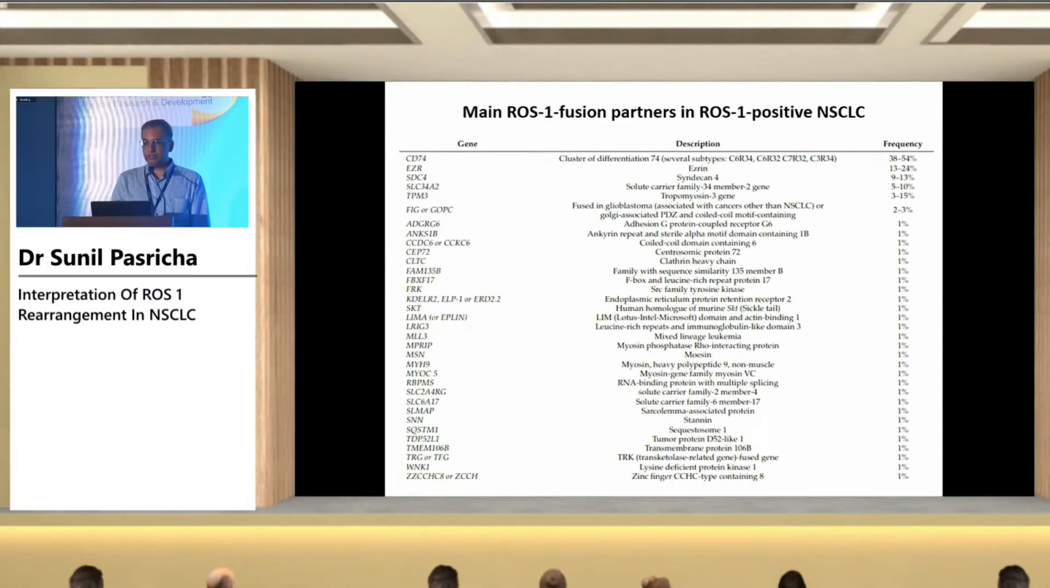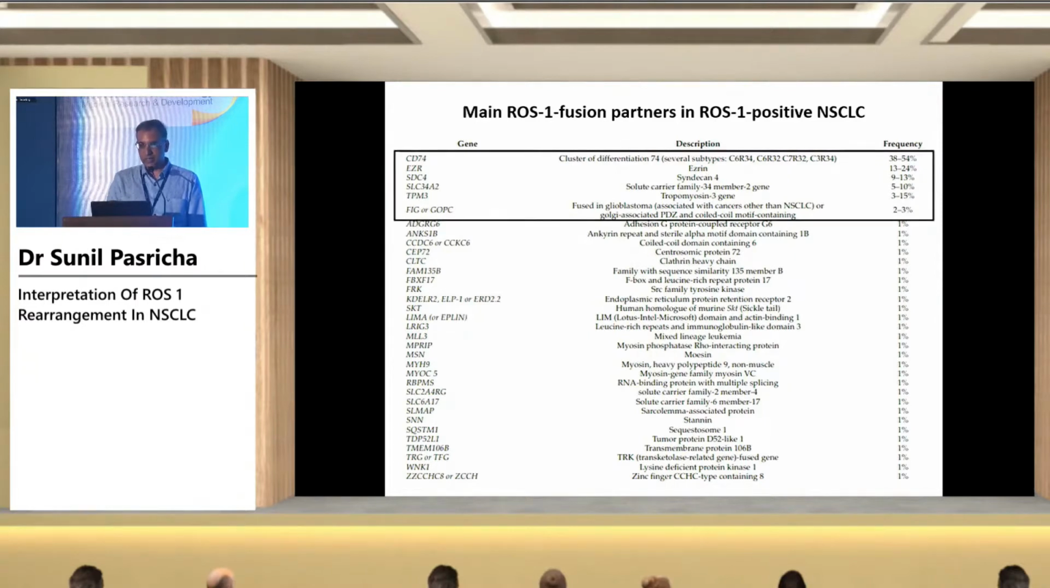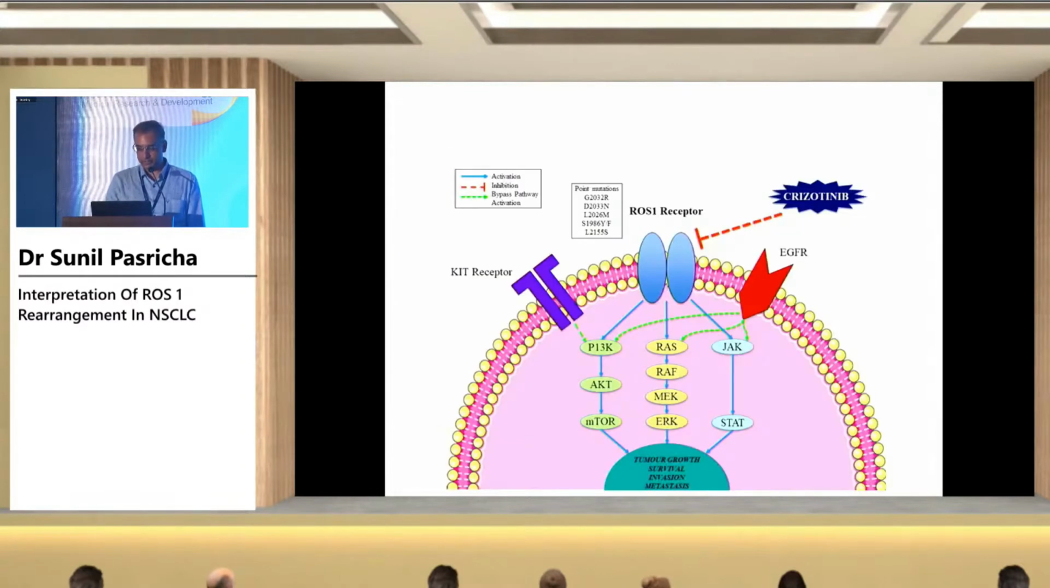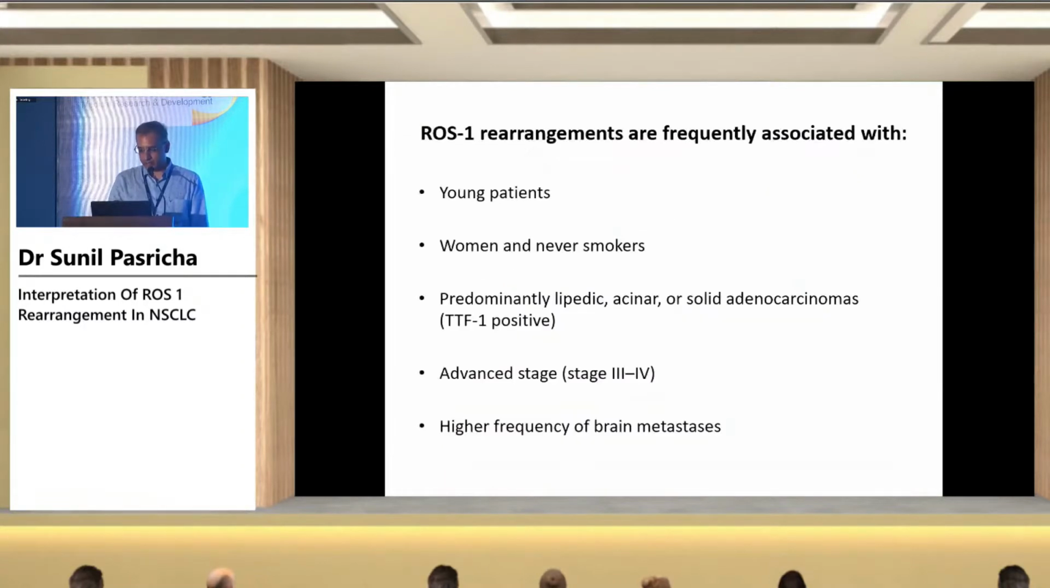So this is a bird's eye view of the main ROS1 fusion partners in ROS1 positive NSCLC, and we can see that approximately 85% comprise these partners, predominantly CD74, followed by EZR, SDC4, SLC34A2, TPM3, FIG or GOPC. So the fusion proteins are robust oncogenic drivers that lead to tumorigenesis by activation of these pathways: JAK-STAT, RAS, RAF, MEK, ERK, PI3K, AKT, mTOR pathway.